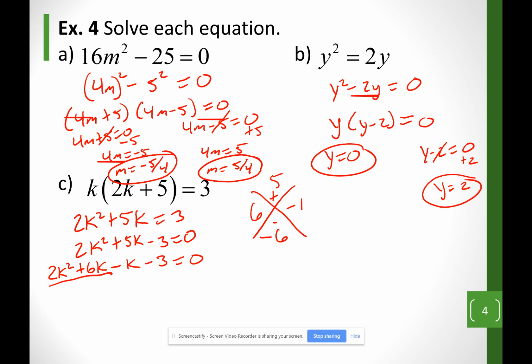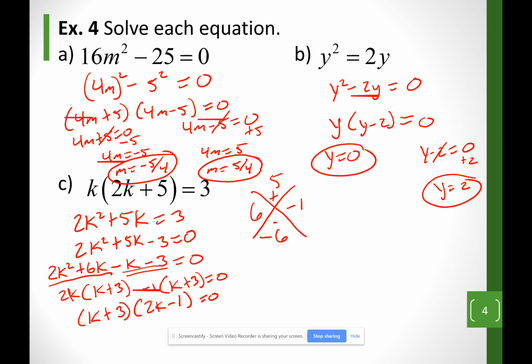On the first two terms, let me factor a 2k out. So I have k plus 3. On the last two terms, let me factor the -1 out. So I have k plus 3. My factors are going to be k plus 3 and 2k minus 1. So to solve this, let each of your two factors equal 0. I'm going to say k plus 3 equals 0. And I'm also going to say 2k minus 1 is equal to 0.